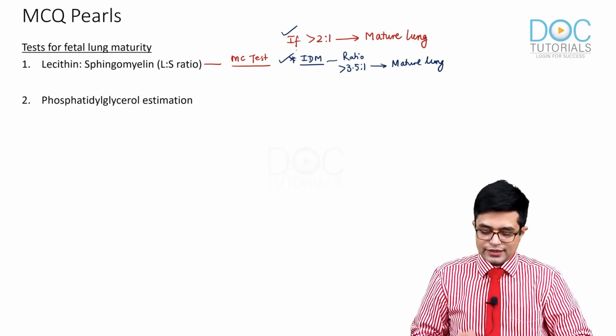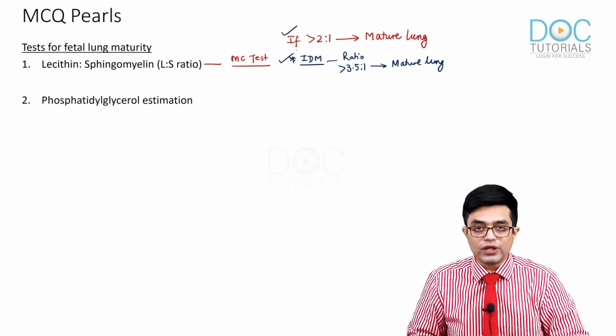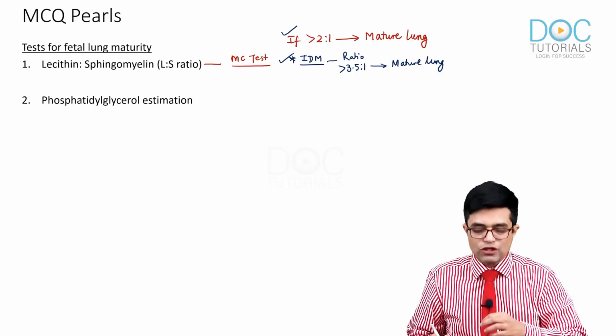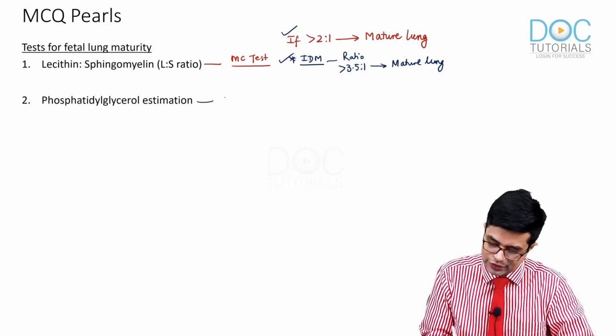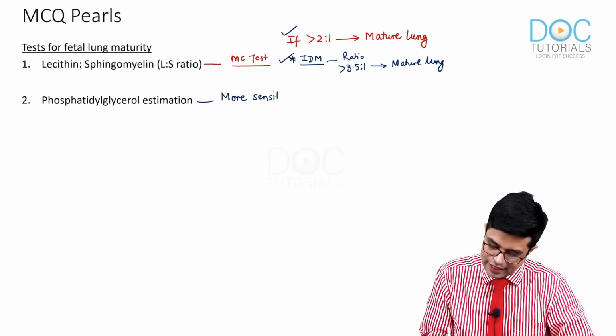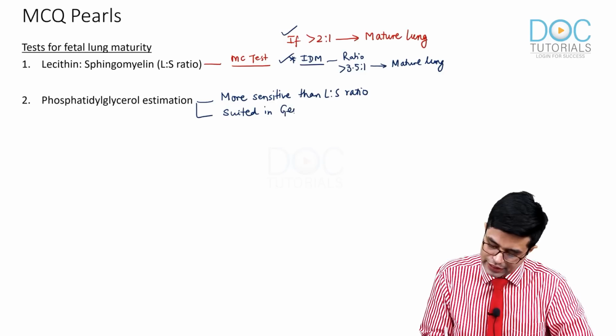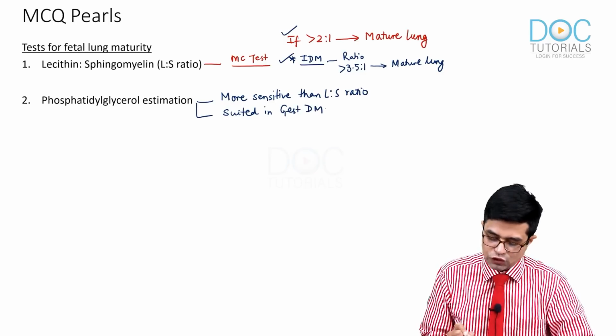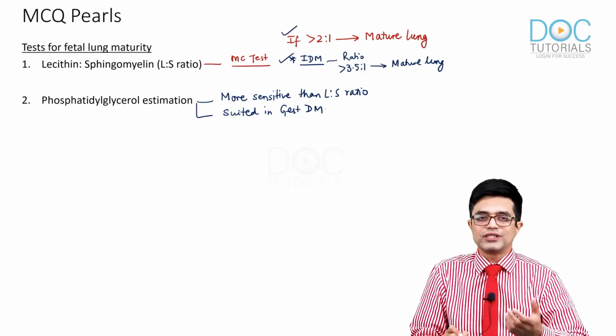The second test is phosphatidylglycerol estimation. This is a bit costly test, but it is considered to be more sensitive than the LS ratio, and it is better suited in gestational diabetes mellitus. So phosphatidylglycerol estimation is a more sensitive test.